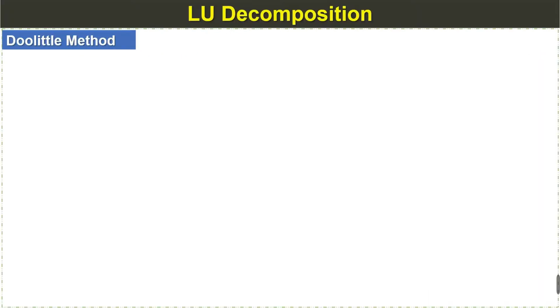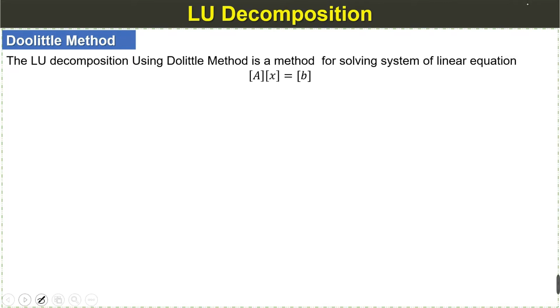LU decomposition with the Doolittle method. And what is the Doolittle method? The LU decomposition using the Doolittle method is a method for solving a system of linear equations. And we write the system of linear equations in matrix form, Ax is equal to b. This one is the coefficient matrix, and this is the column matrix x, and this one is the column matrix b.